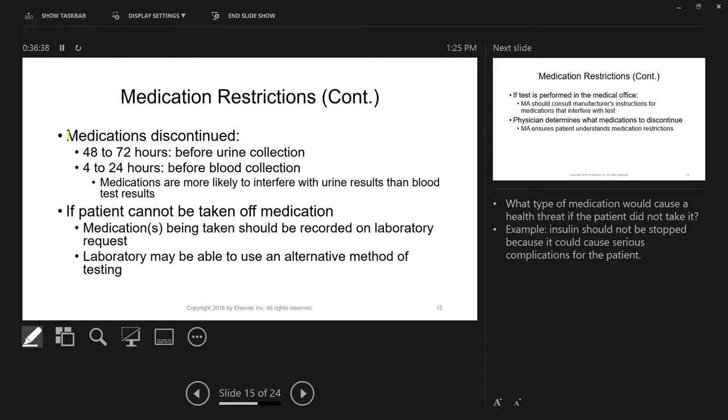So, some advice. If they need to discontinue a medication, for urine collection it's 2 to 3 days, 48 to 72 hours before collection. For blood, somewhere between 4 hours and 1 day. Medications are more likely to interfere with urine results than blood. Blood changes happen quick, urine changes happen slow.